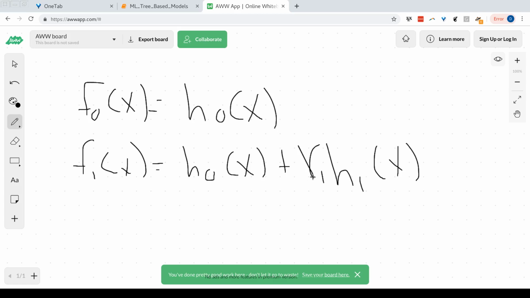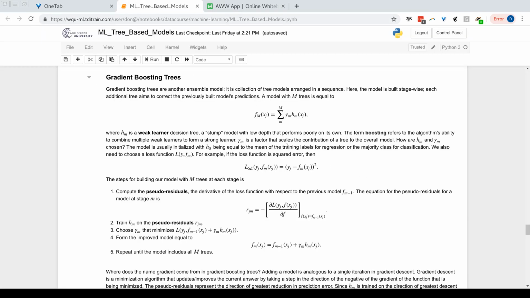So the question is, how do we go about picking gamma, and how do we go about training this new model? The first thing we're going to do is train this h of 1 model on what are called the pseudo-residuals of our model. This is the equation for the pseudo-residuals. Notice the pseudo-residuals are going to be the derivative of a loss function with respect to our model. Don't forget we have a negative sign there, but it's going to be proportional to the derivative of our loss function with respect to our model.